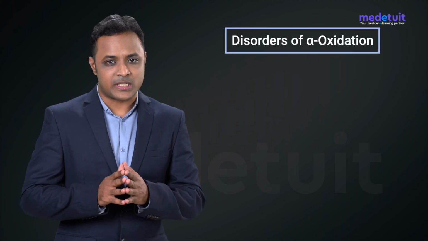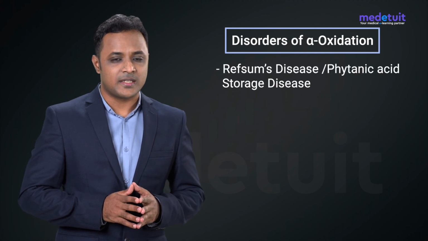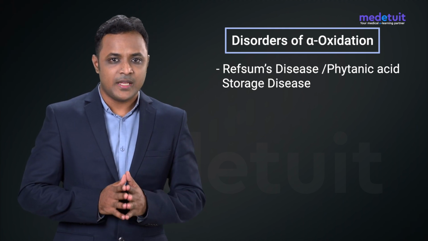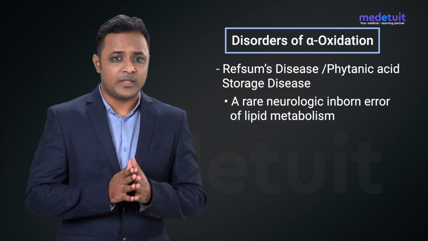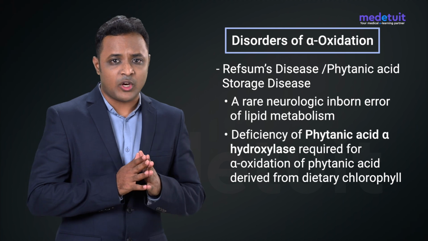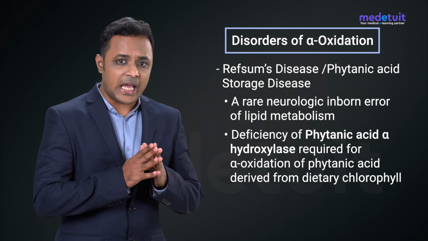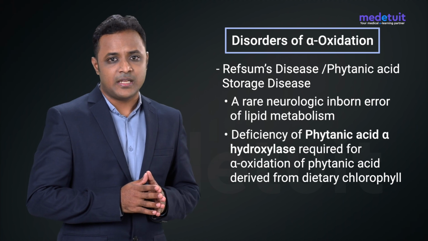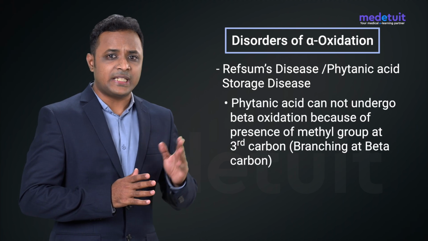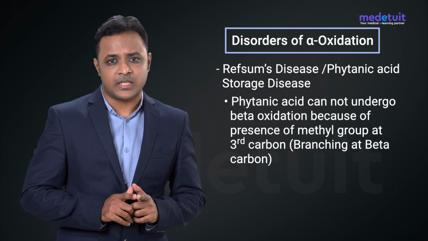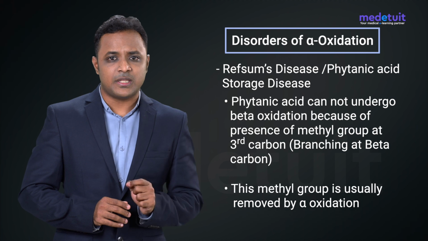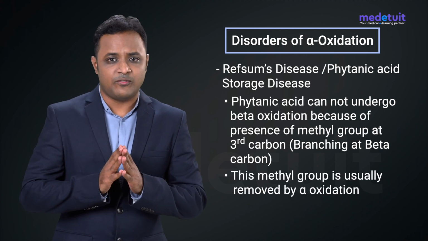Disorders of alpha oxidation. Refsum's disease. Refsum's disease is also called as phytanic acid storage disorder. It is a rare neurological inborn error of lipid metabolism. There is going to be a deficiency of phytanic acid alpha hydroxylase, which is required for the alpha oxidation of phytanic acid. This phytanic acid is usually derived from the dietary chlorophyll. Now, phytanic acid cannot undergo beta oxidation because of the presence of a methyl group at carbon number 3. This methyl group is usually removed by alpha oxidation.